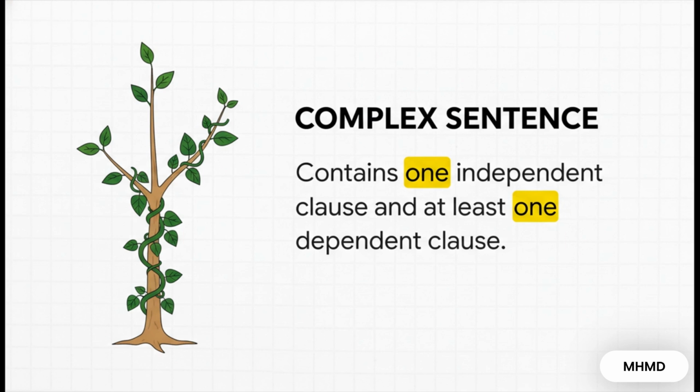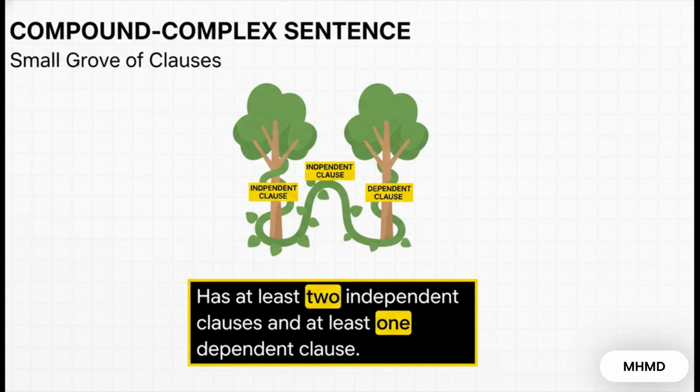Because jet lag is caused by loss of sleep, it is not easy to get over it. The main idea, the sapling, can stand all on its own. The first part, that's the vine. It just tells us why. It can't stand alone. And finally, we get to the most advanced structure of all, the compound complex sentence.